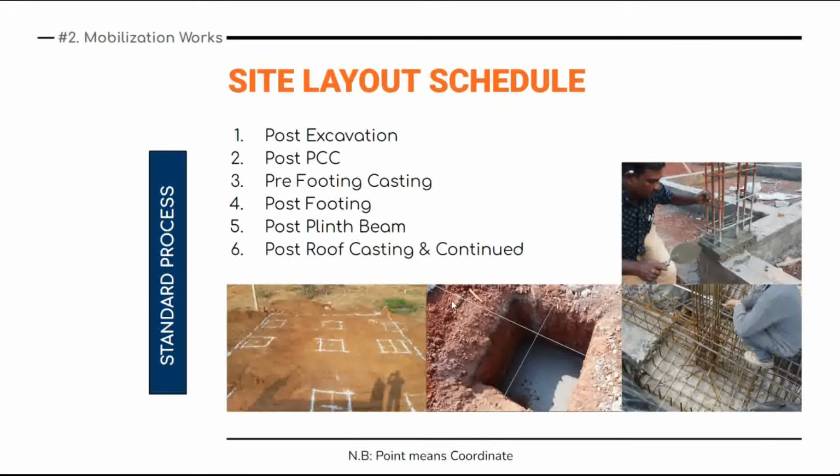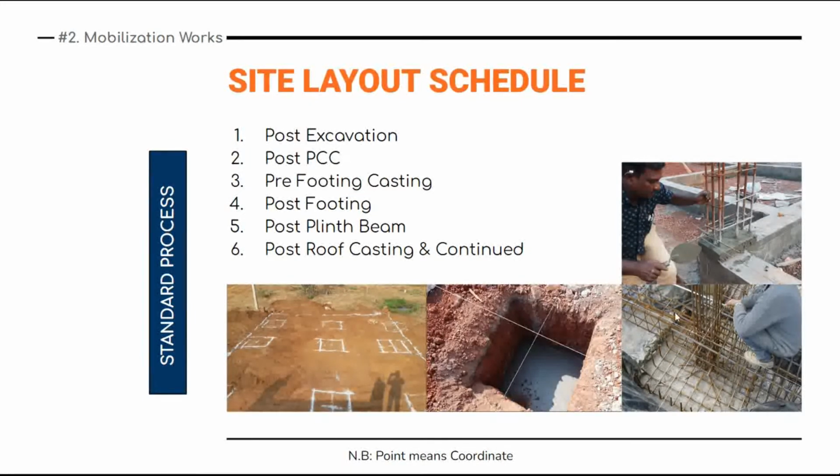After that, here you can see the thread center line has been given. A plumb bob will be put down and the center line will be marked. This is important to understand because here the footing mesh, the reinforcement footing mesh and the column shall be placed. And here you can see pre-footing casting.